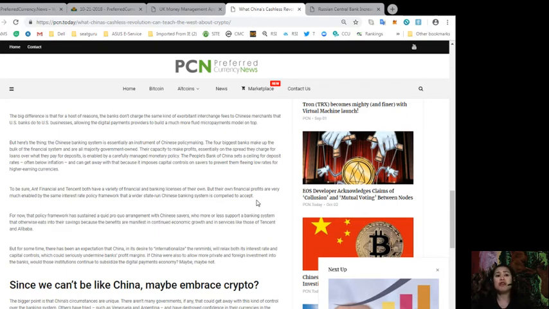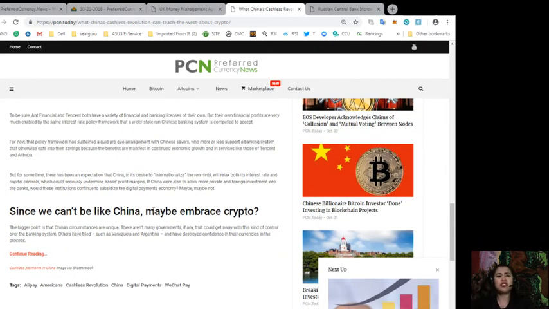But for some time, there has been an expectation that China, in its desire to internationalize the renminbi, will relax both its interest rate and capital controls, which could seriously undermine banks' profit margins. Now, if China were also to allow more private and foreign investment into the banks, would those institutions continue to subsidize the digital payments economy? Maybe, maybe not. Now, since we can't be like China, maybe embrace crypto?